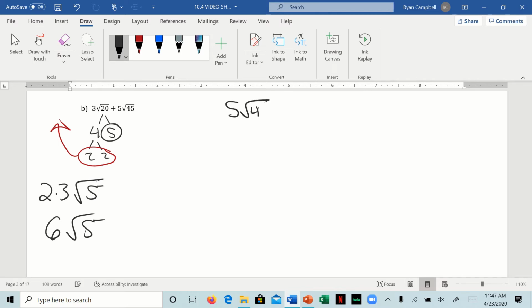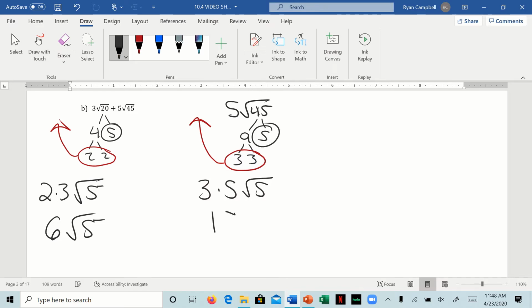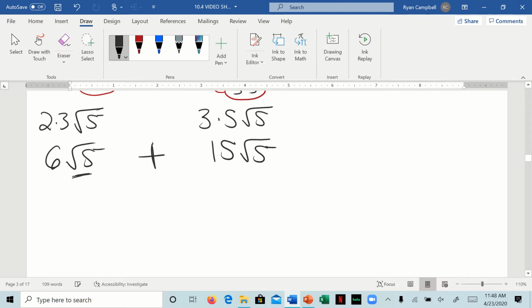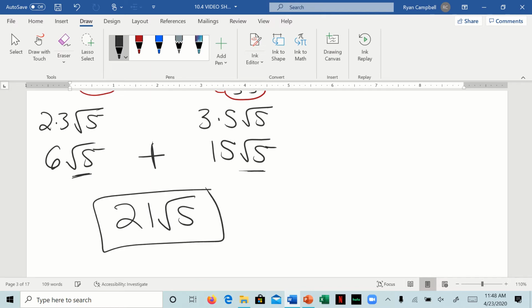And then for the other one, 45, that breaks up into 9 and 5, 3 and 3. So a group of 2 numbers comes out. So we get 3 times 5, and then we have 5 on the inside. So 15 square root of 5, and we're adding these 2 numbers. So now we have square root of 5 and square root of 5, so we can combine. So 6 plus 15 is 21 square root of 5, and we're done.